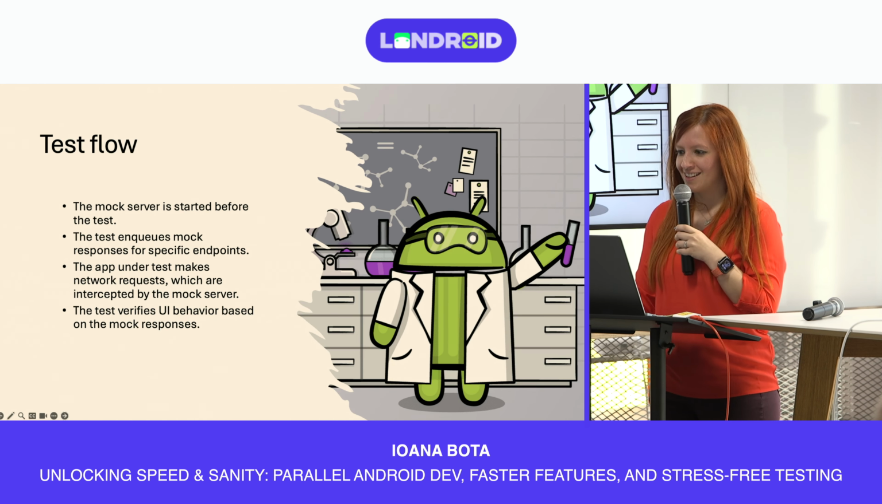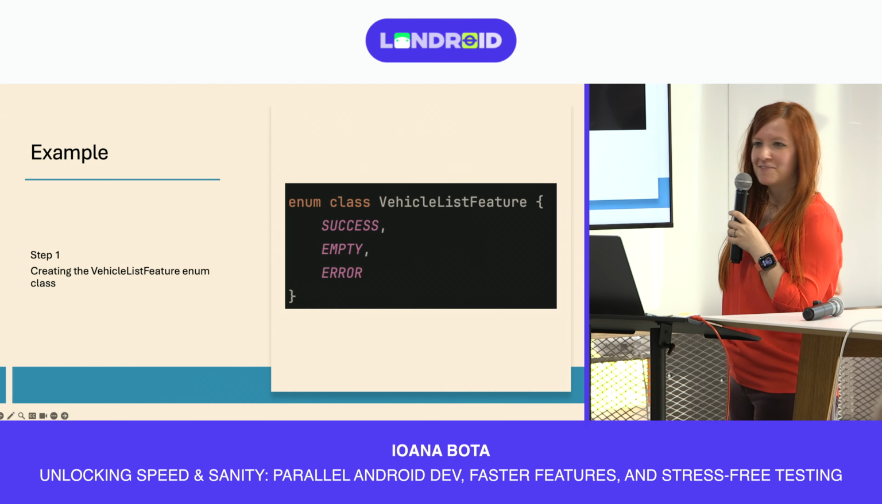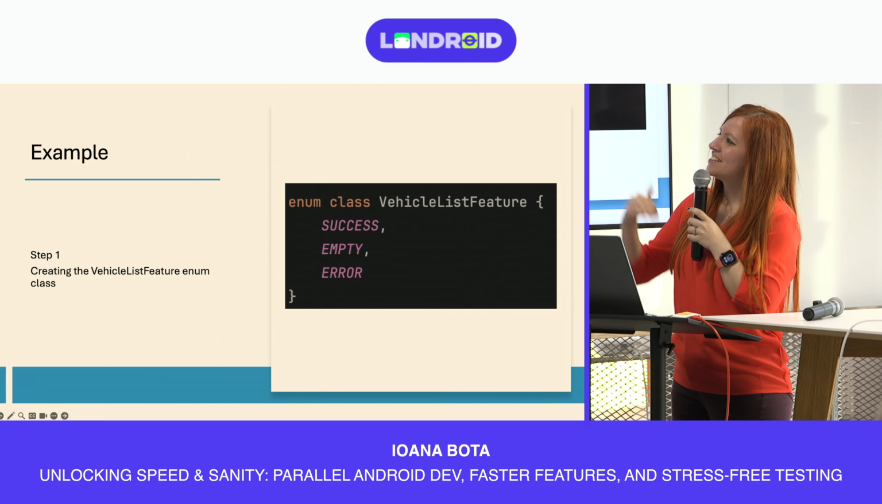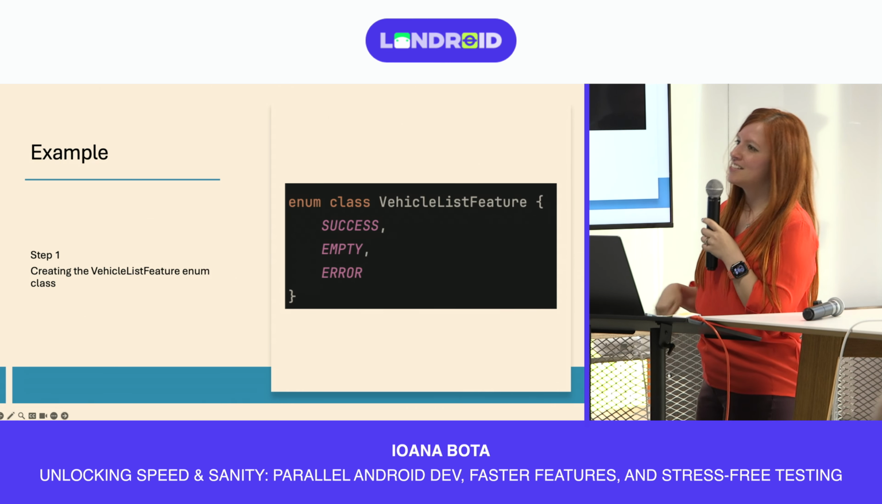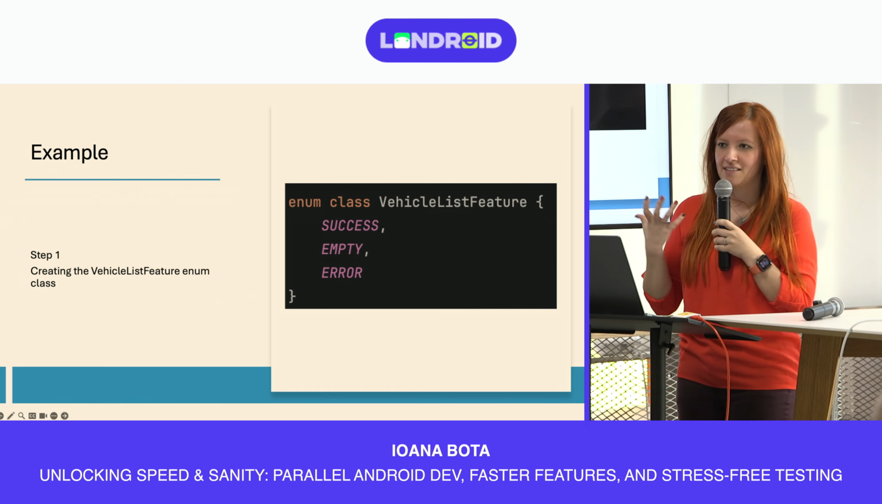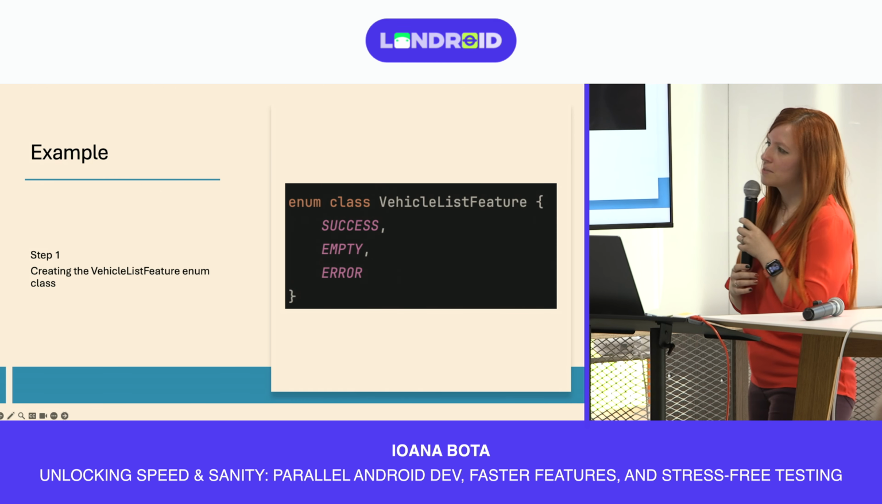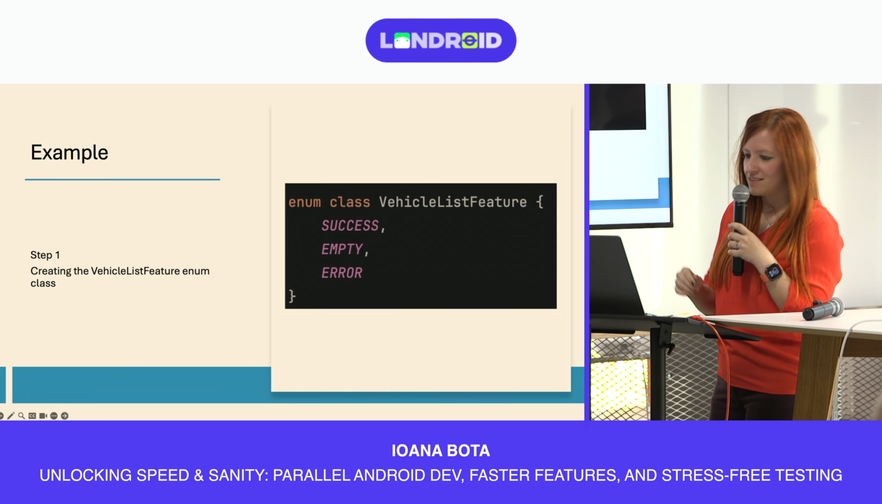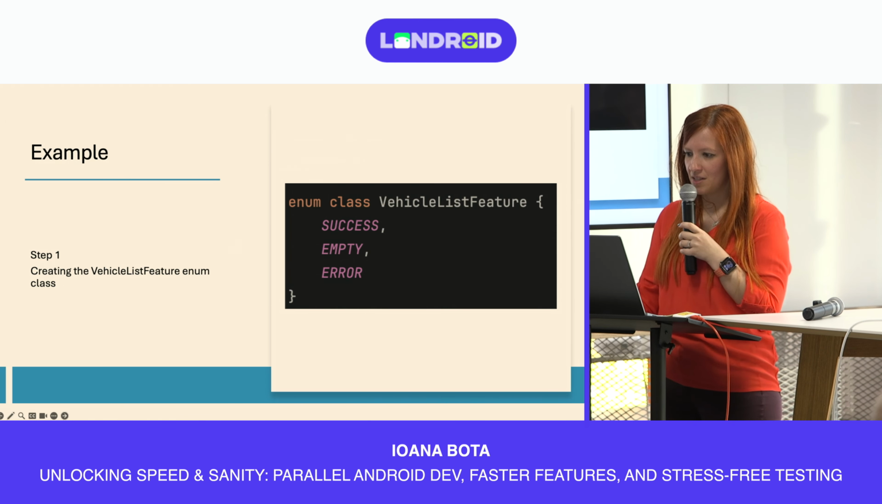So enough theory, let's go through an example. So example, and we're back to enum classes. The first thing we do is for the same example that we had before, the vehicle list feature, how do we test that list of vehicles? Well, first of all, we need to create an enum class with again, the three scenarios that we had: success, empty, and error.